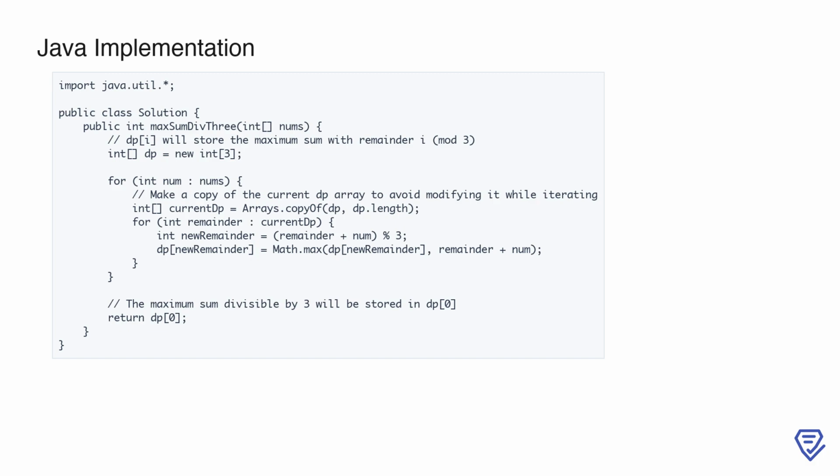The solution mirrors the logic of the Python implementation, using a dynamic programming approach to keep track of the maximum sums for each remainder, 0, 1, 2, when divided by 3. Key differences in Java include explicit type declarations, the use of Arrays.copy for creating a copy of the dp array, and the Math.max function for comparisons.